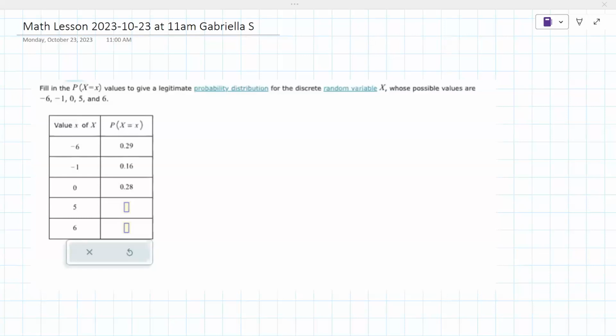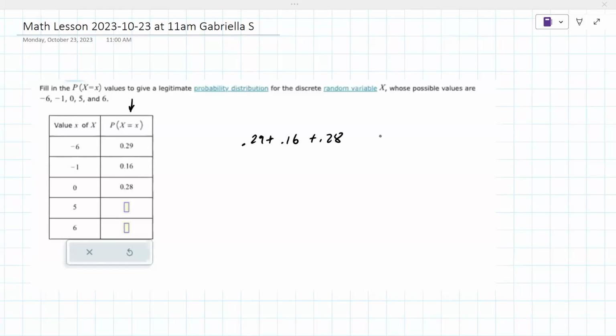Fill in the P of x equals to give a legitimate probability distribution for the discrete random variables. The possible values are these. The thing you have to remember is that all of these numbers on the right, all the probabilities, have to add up to 1. So we first need to add up those three numbers. I'm going to do that now as well: 0.29 plus 0.16 plus 0.28.